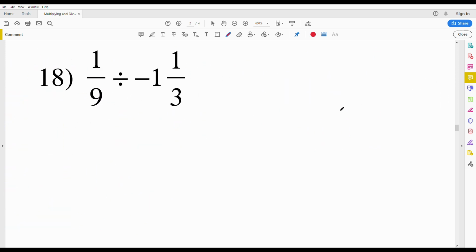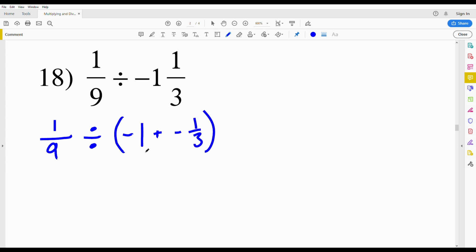So for number 18, we have 1/9 divided by negative 1 1/3. So rewriting my fraction, 1/9, I'm going to divide that by negative 1 1/3, which is negative 1 plus negative 1/3. So I've got to create a common denominator in order to add these two numbers. So I'll rewrite my 1/9, dividing that by, the common denominator would be 3.